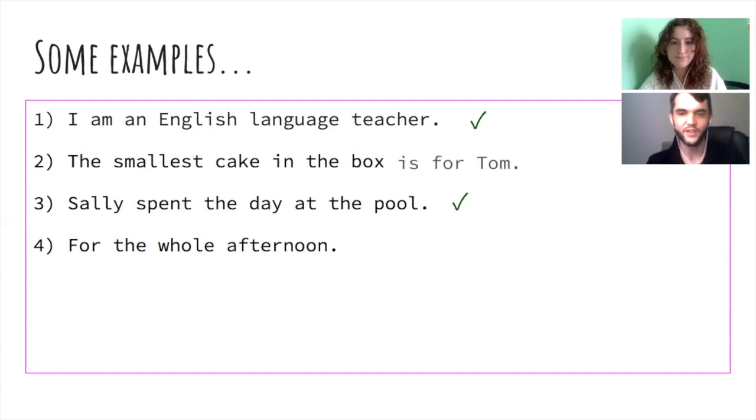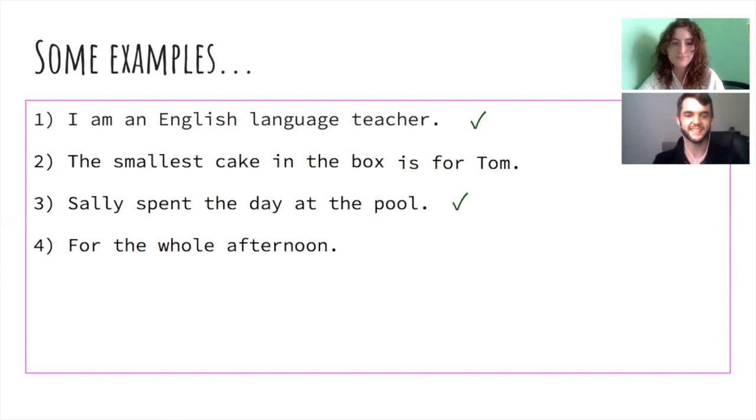We need to add the predicate. So the smallest cake in the box is for Tom. The predicate being is for Tom. The third sentence we have is Sally spent the day at the pool. In this sentence, we have Sally as the subject, and the predicate is spent the day at the pool. So we know that it's correct.